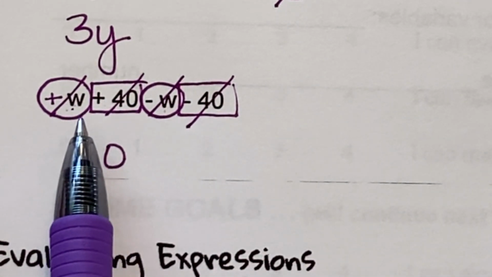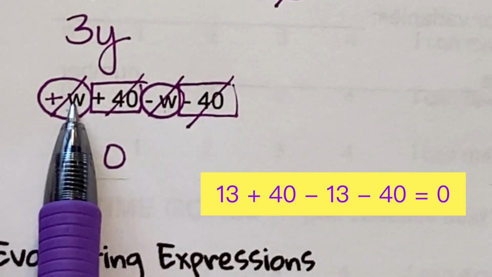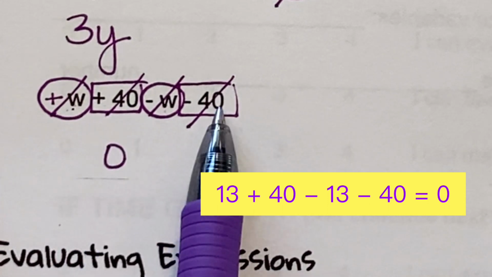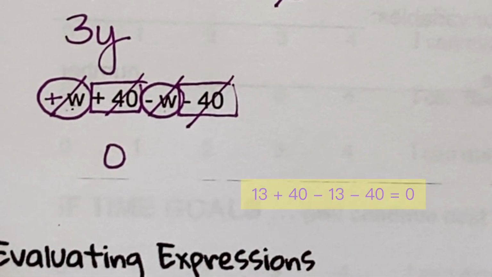Let's say w stood for 13. I have 13 minus 13, and I have 40 minus 40. It's always going to be 0.